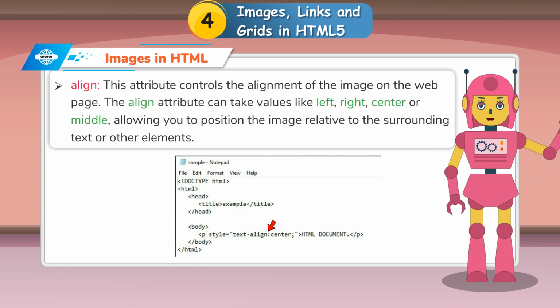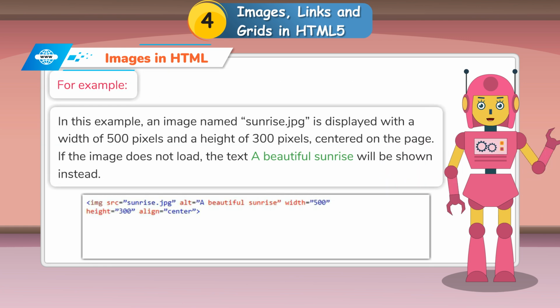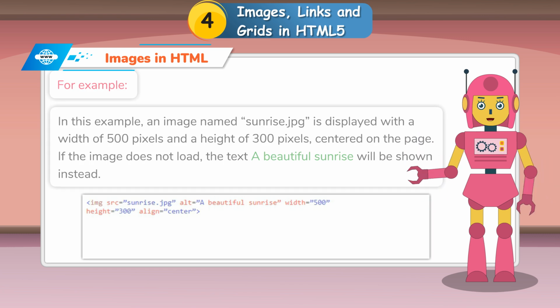Align. This attribute controls the alignment of the image on the web page. The align attribute can take values like left, right, center, or middle, allowing you to position the image relative to the surrounding text or other elements. In this example, an image named sunrise.jpg is displayed with a width of 500 pixels and a height of 300 pixels, centered on the page. If the image does not load, the text "A beautiful sunrise" will be shown instead.